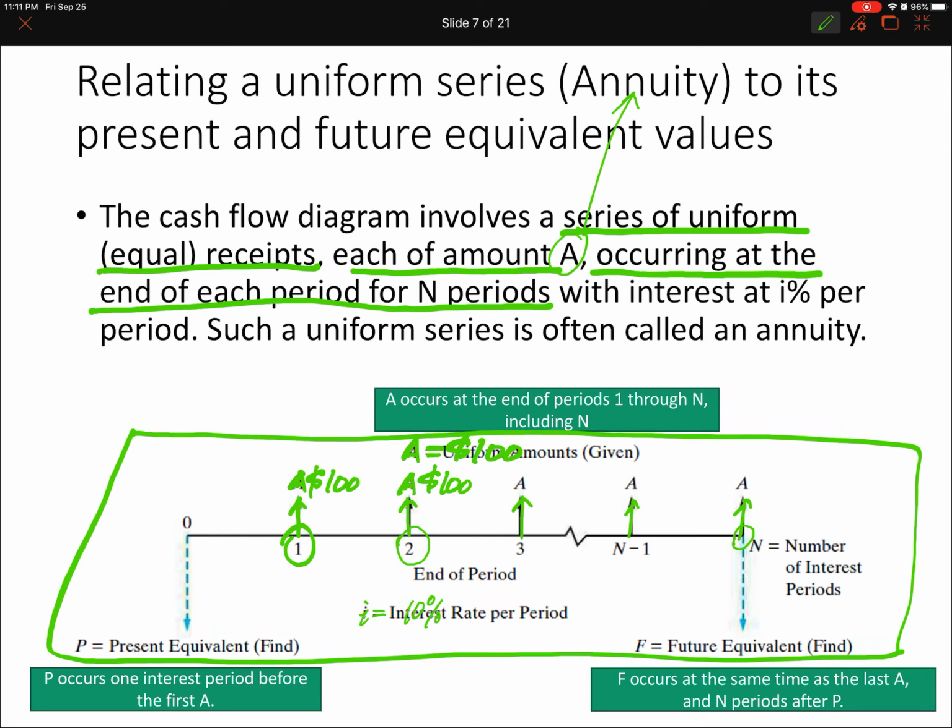Usually our problem will be to find the present equivalent of this annuity, or we want to find the future equivalent of this annuity. I would say you're going to convert the annuity back to the present time, or you want to convert the annuity toward the future time. That's the way I say it, but it is to find the present equivalent and the future equivalent of the given annuity.